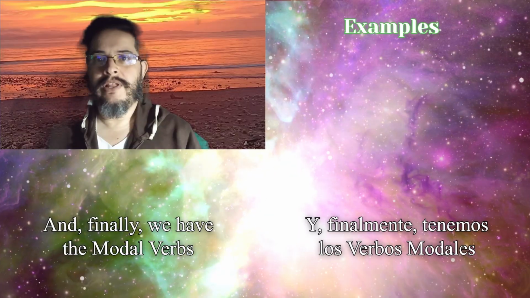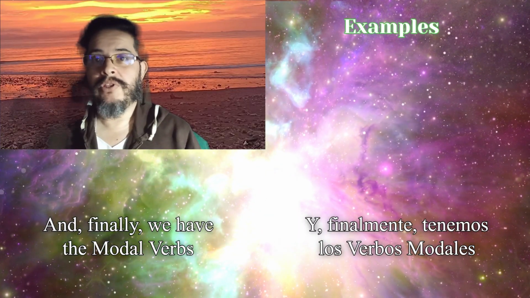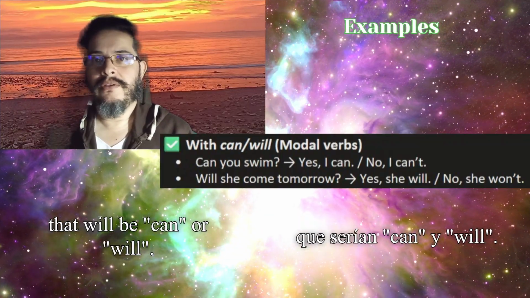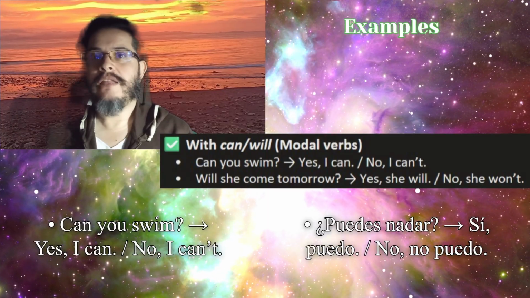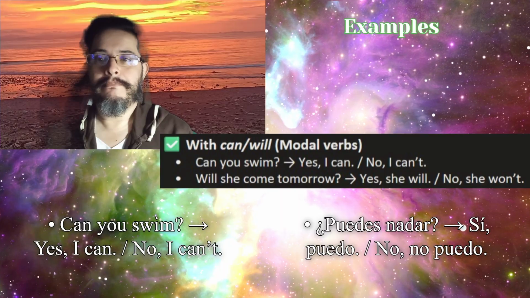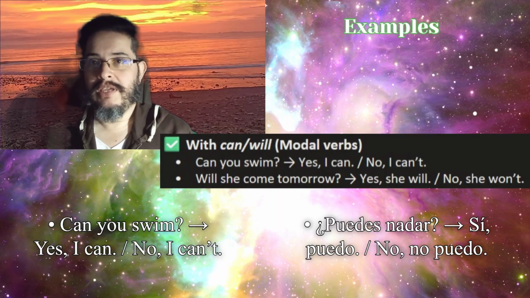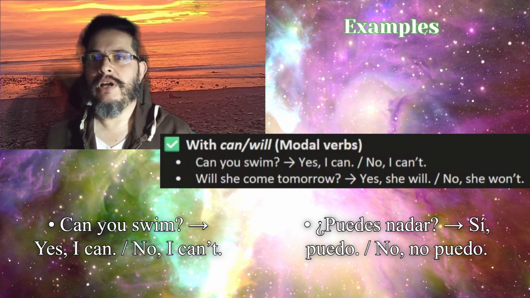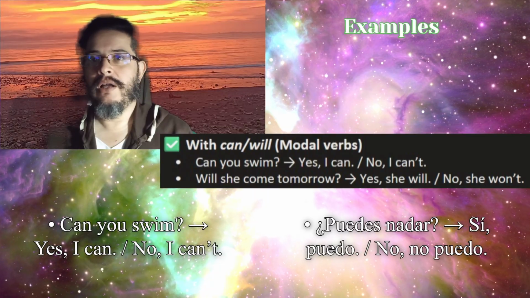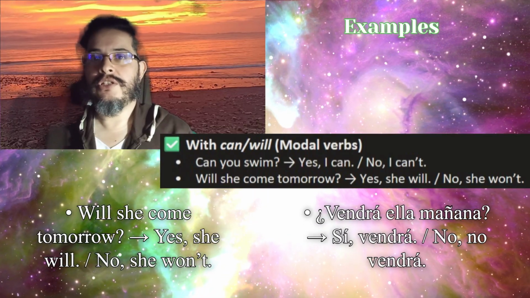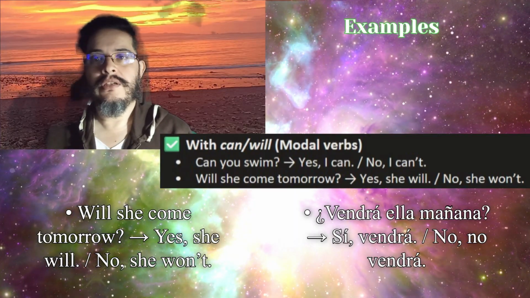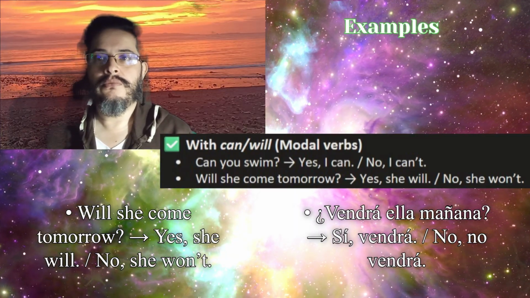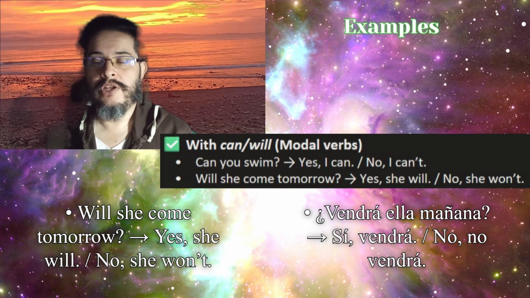And finally, we have the modal verbs that will be with can or will. Can you swim? Yes, I can. No, I can't, or I cannot. Will she come tomorrow? Yes, she will, or no, she won't, or she will not.